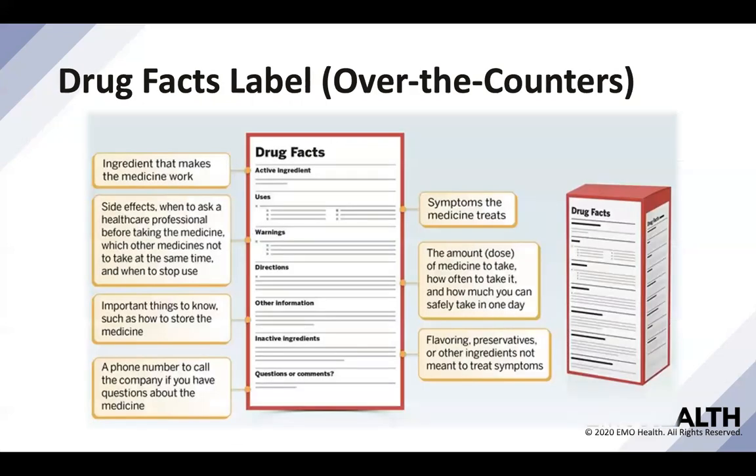So here it breaks it down a little bit easier. Again, right at the top, you've got the active ingredients. Those are the ingredients that are making that medication work. The next section down is your uses. These are the symptoms that the medicine is treating or relieving. Your warnings, this is where you're going to find information about possible side effects, when to talk to a healthcare professional before starting a medication, which medicines should not be taken with that specific product, and when to stop use.